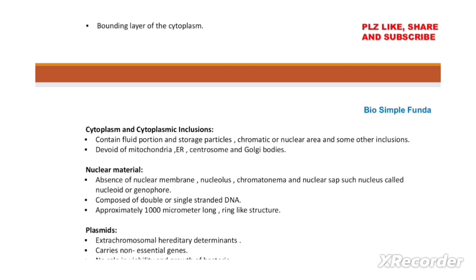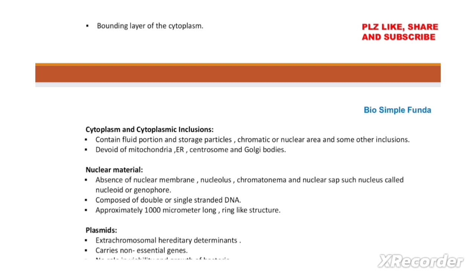Nuclear material. The characteristic feature of the bacterial nucleus is the absence of nuclear membrane, nucleolus, chromatonema and nuclear sap. Such a nucleus is called a nucleoid or genophore. That's why the bacterial cell is called nucleoid. It is composed of double or single stranded DNA. It is usually a ring-like structure and the DNA molecule is approximately 1000 micrometer long. And it is devoid of histone.